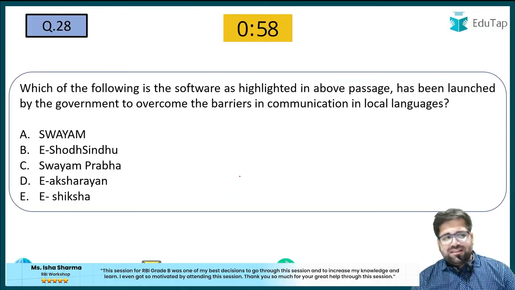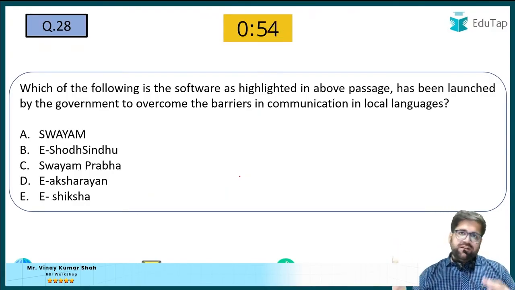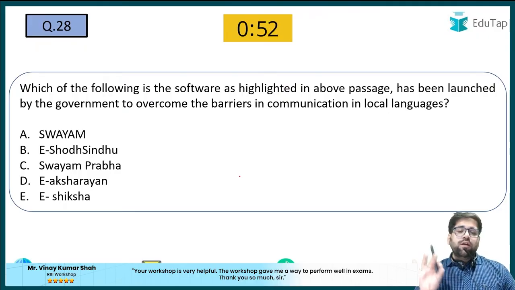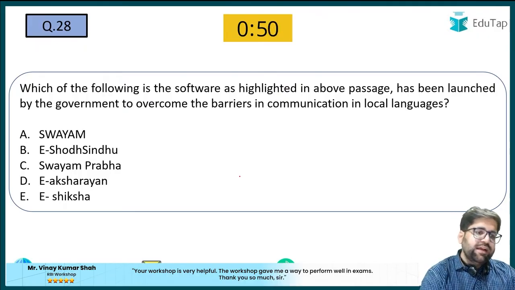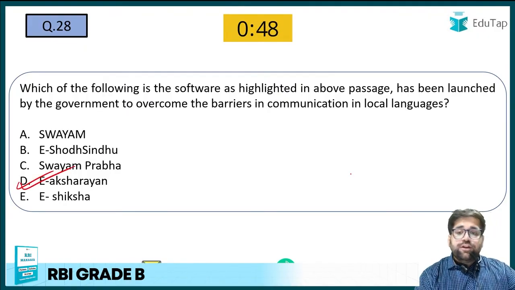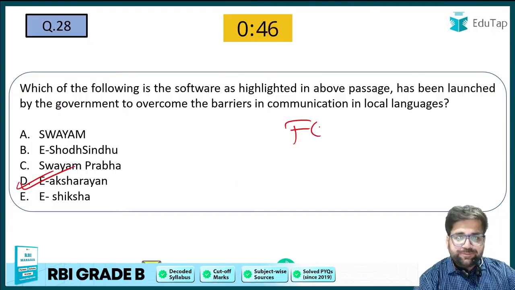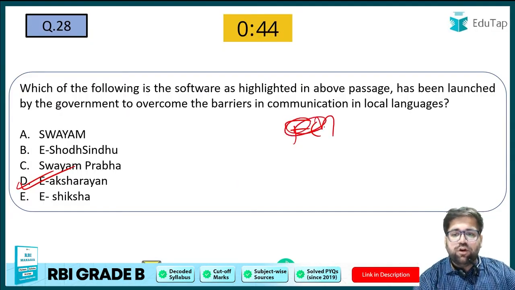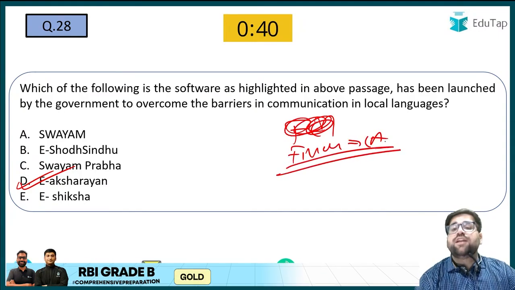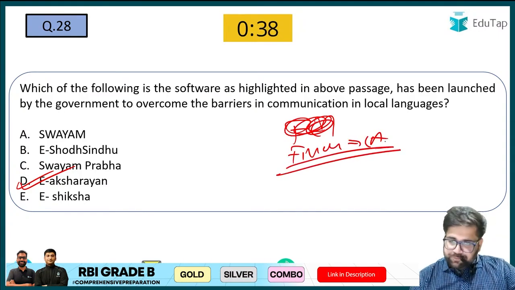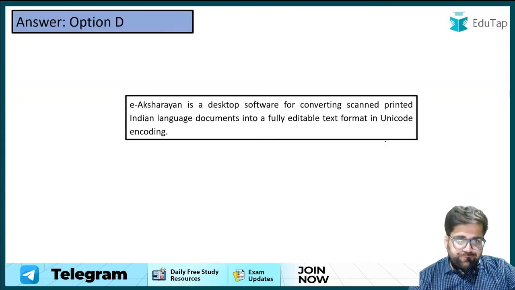Question number 28. This has been purely based on your current affairs. Now you have to be very specific about how you have to link your current affairs to the static part. Yes, the correct answer will be D, Aksharyan. So you can see that finance current affairs is also a very important component in your RBI Grade B 2021 exam.